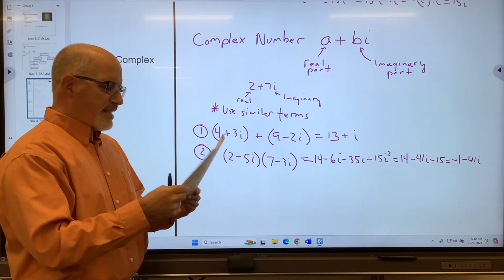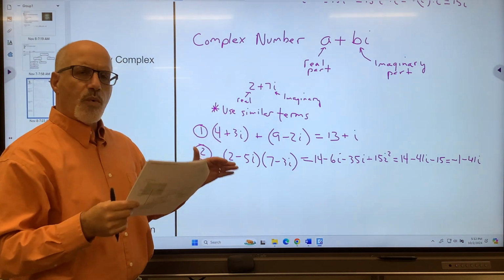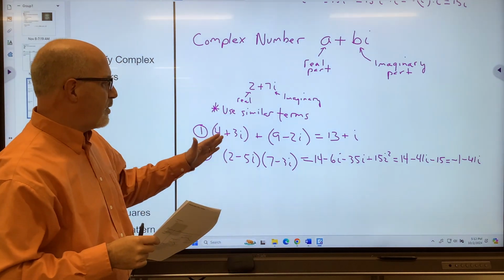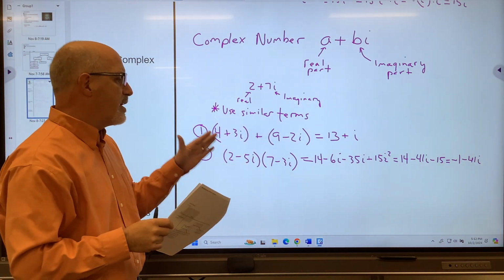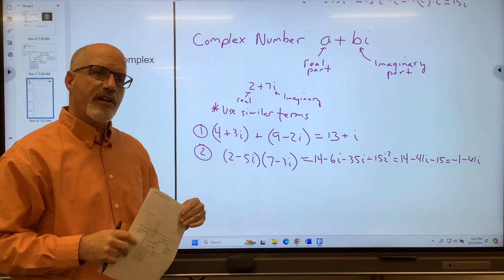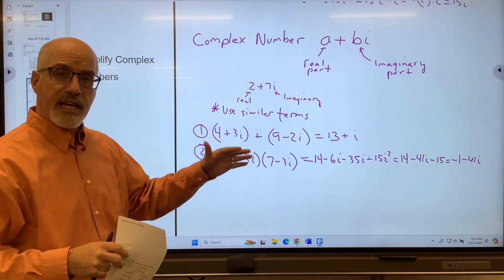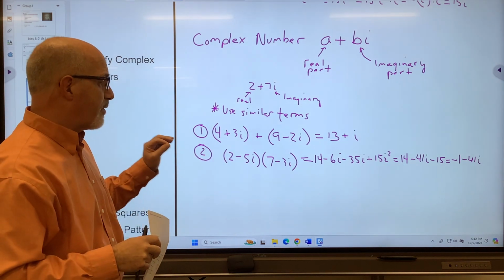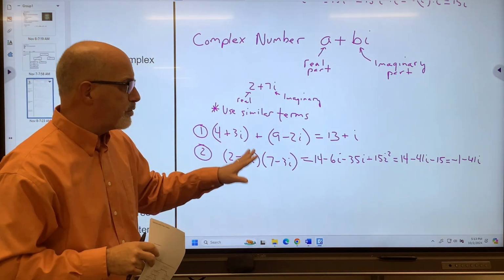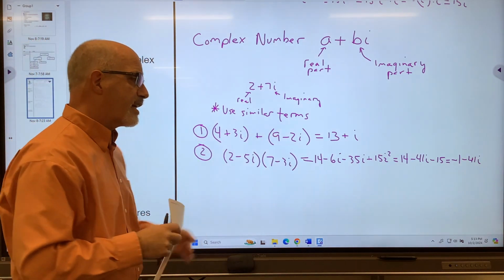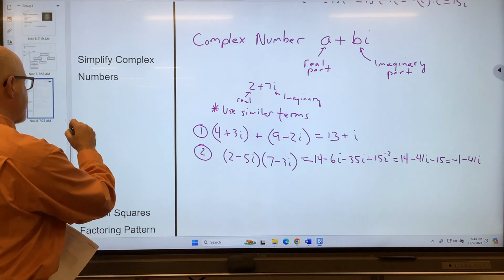All right, just so you know, we've added, and you do the same process for subtracting, you just combine like terms. We'll do division of complex numbers in the next lesson. But for now, this is how you add, subtract, combine like terms, and then how you multiply, you double distribute, and then combine like terms after that.